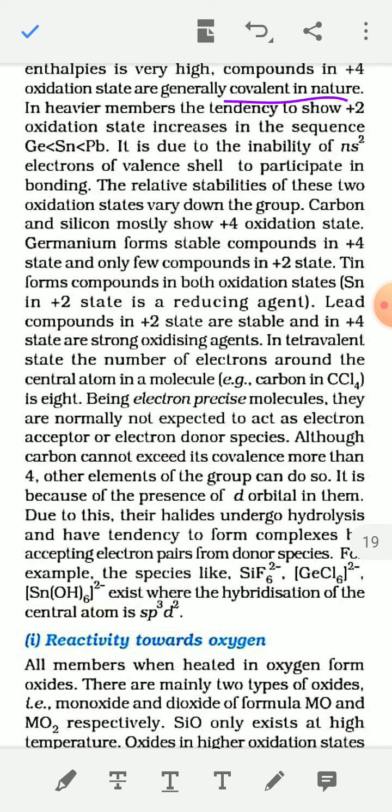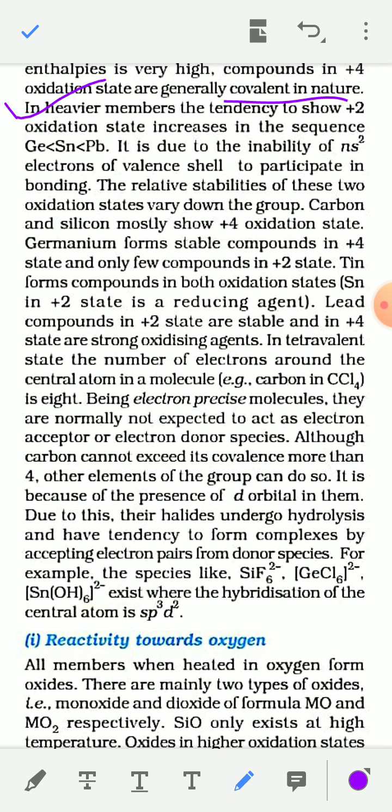And in the heavier members, the tendency to exhibit the +2 oxidation state increases in the sequence germanium, tin and lead. I have told, in case of lead, the +2 oxidation state is more stable than the +4 oxidation state. And what is the cause of this deviation? This is due to the inability of the outermost ns2 electrons of the valence shell to participate in bonding.